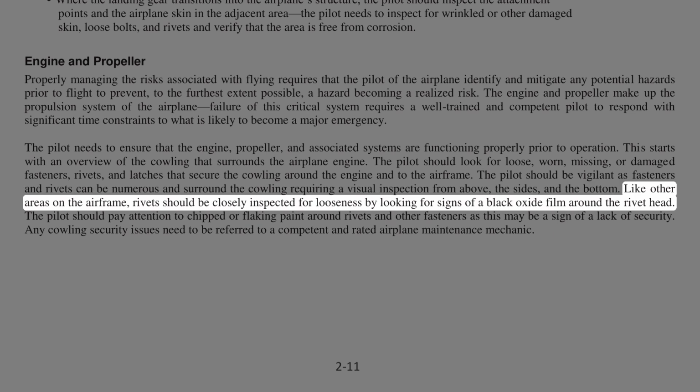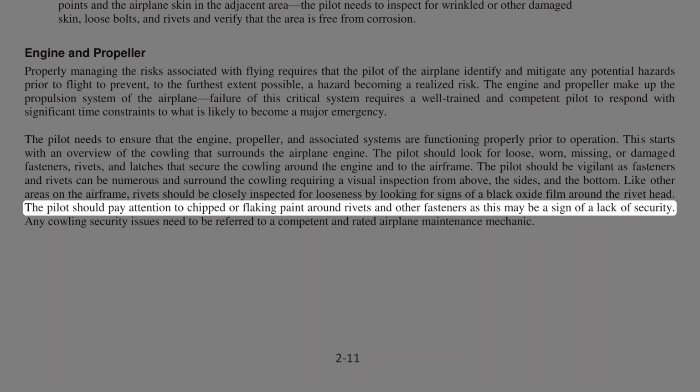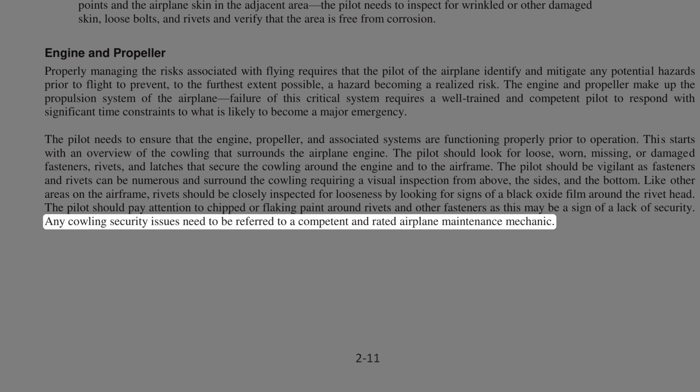Like other areas on the airframe, rivets should be closely inspected for looseness by looking for signs of a black oxide film around the rivet head. The pilot should pay attention to chipped or flaking paint around rivets and other fasteners, as this may be a sign of a lack of security. Any cowling security issues need to be referred to a competent and rated airplane maintenance mechanic.